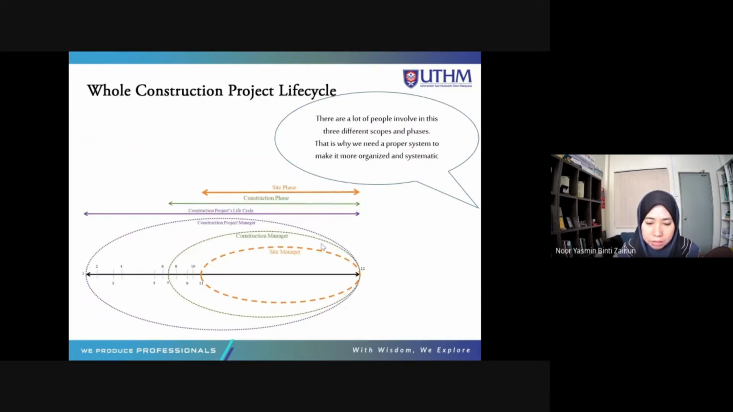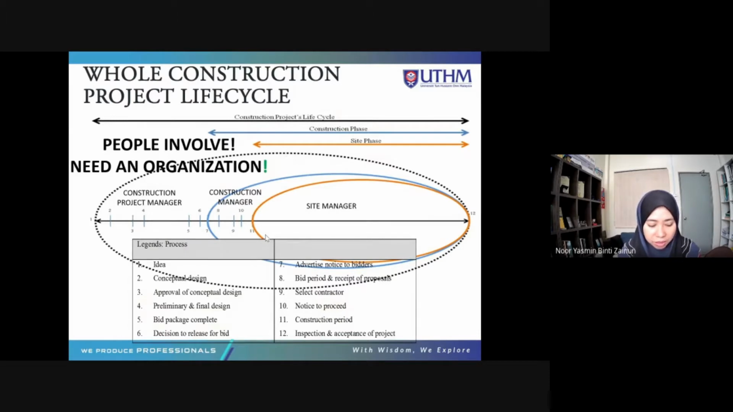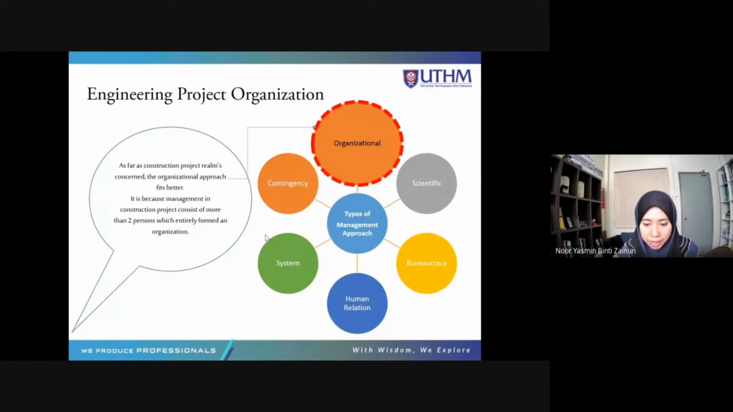Okay, there are a lot of people involved in these 3 different scopes and phases. So that is why we need a proper system to make it more organized and systematic. So the whole construction project life cycle involves everything that we learned in chapter 1, and this is actually the combination of the construction project life cycle that we learned in the previous chapter. Okay, chapter 1.